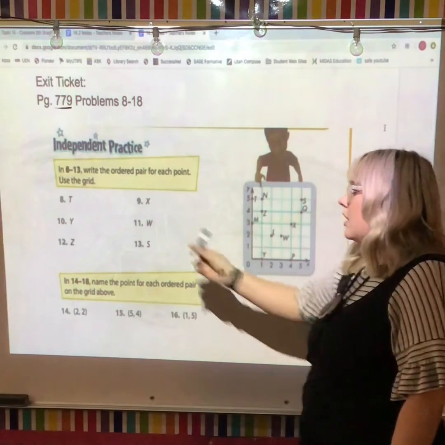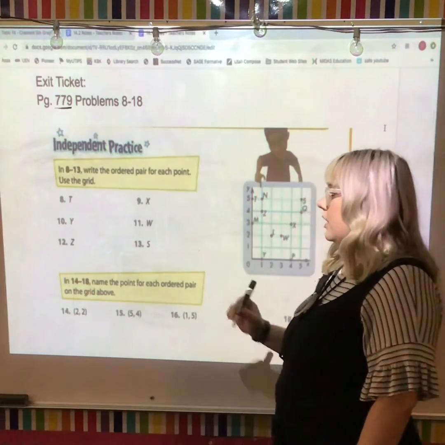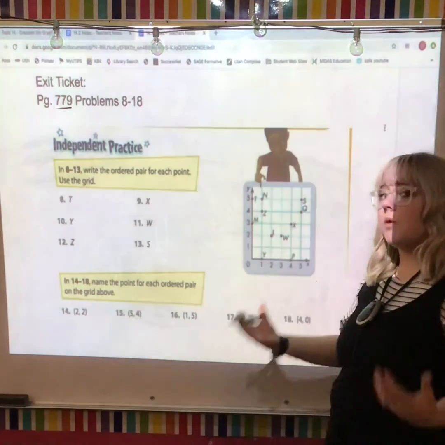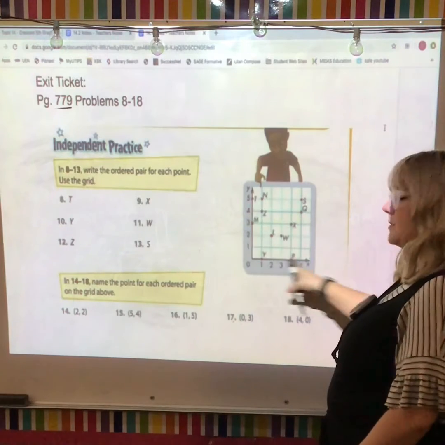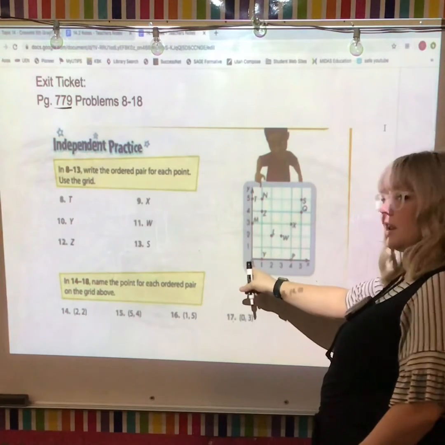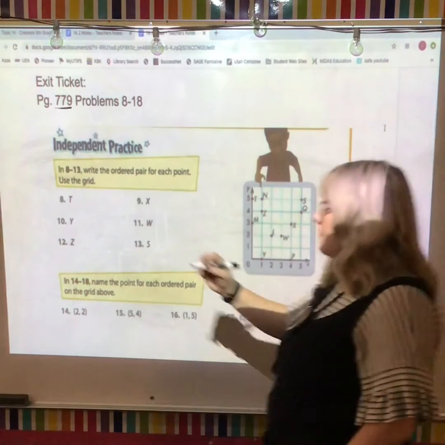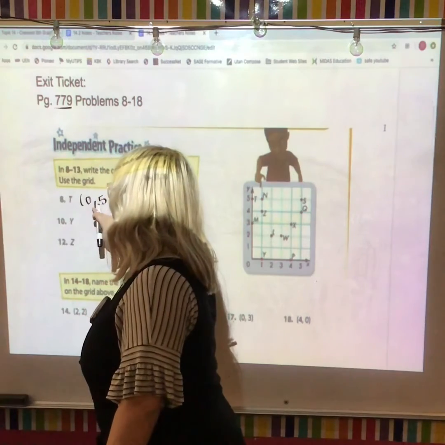Here we go. In 8 through 13, write the ordered pair for each point. Use the grid. So I'm going to go with 8, and it wants us to tell where T is on the coordinate grid. So first find T. Did you have to go over any? No. So you know that it's 0, and then you have to count how many you went up, and it looks like it's 5. So you're just going to go ahead and write 0, 5.